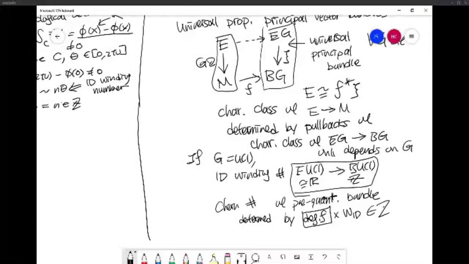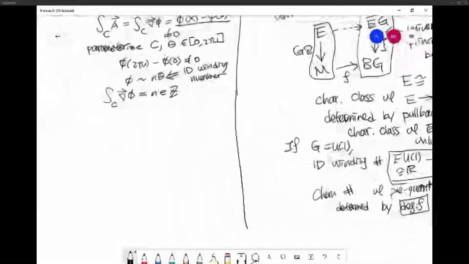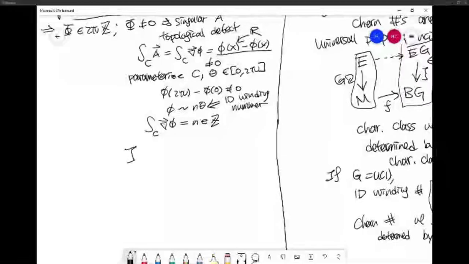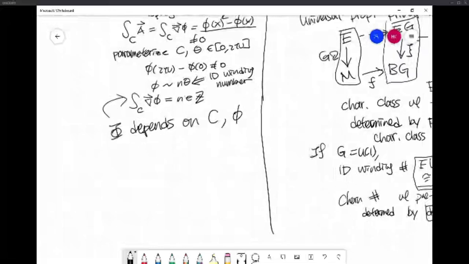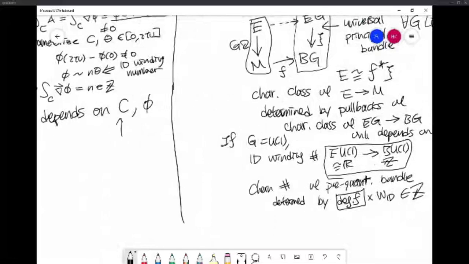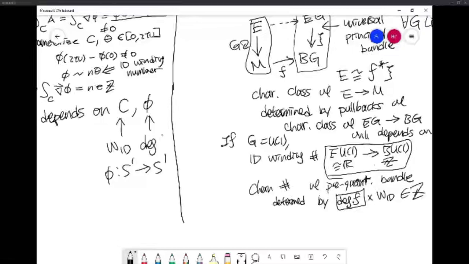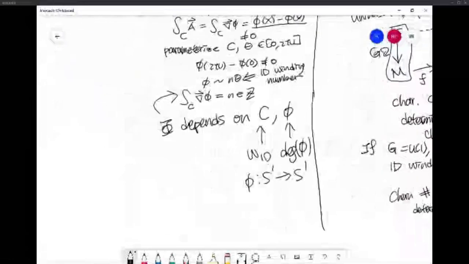So that's why the flux is quantized, because phi, the magnetic flux, depends on both your choice of loop and also what phi is, right? So the choice of loop is going to determine the 1D winding number, and phi is a map from S1 to S1, so it's going to have a certain degree. And that's where the correspondence came from.